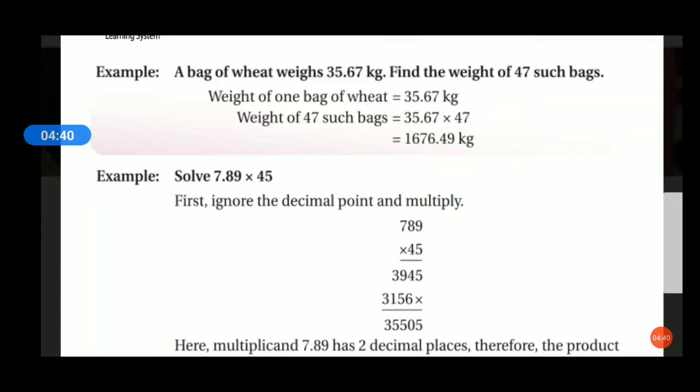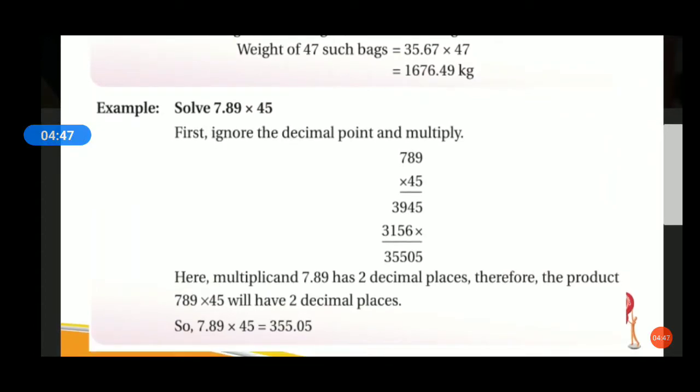Solve 7.89 into 45. Same as that. They are removing the decimal and directly multiplying. After multiplying, see here. Here multiplicand 7.89 has how many decimal numbers? It has 2 decimal places. Therefore, the product 789 into 45 will have 2 decimal places.